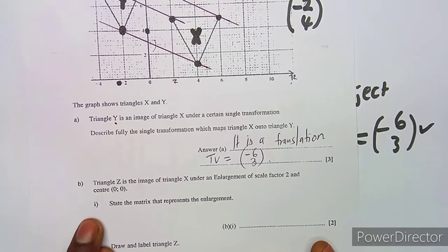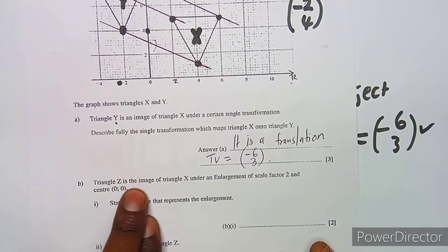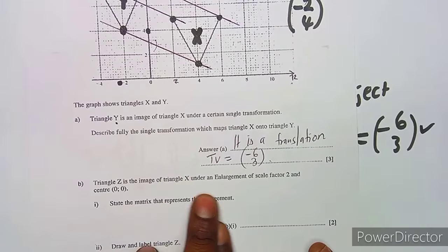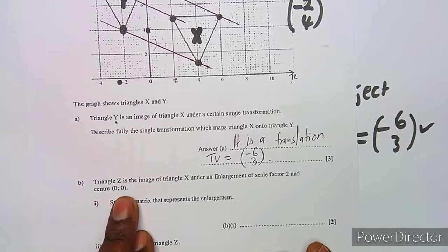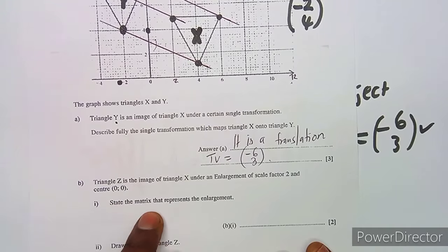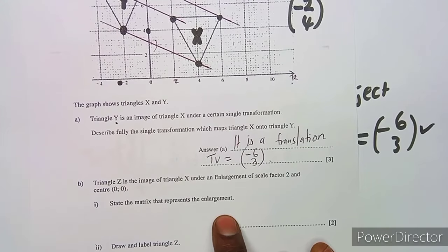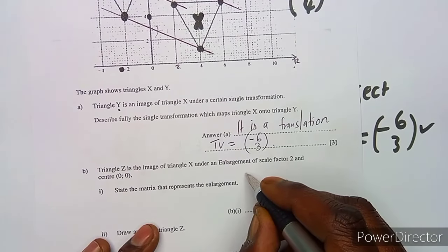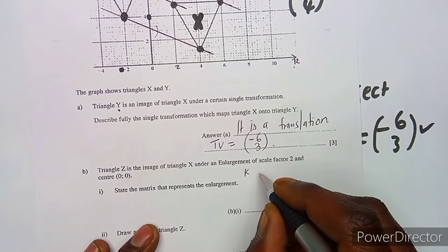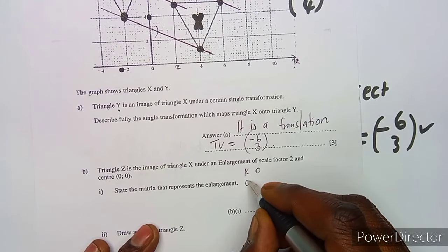Then on B, we are given that triangle Z is the image of X under an enlargement scale factor 2 and center (0, 0). State the matrix that represents the enlargement. Take note that the matrix for enlargement is represented by k, 0, 0, k.